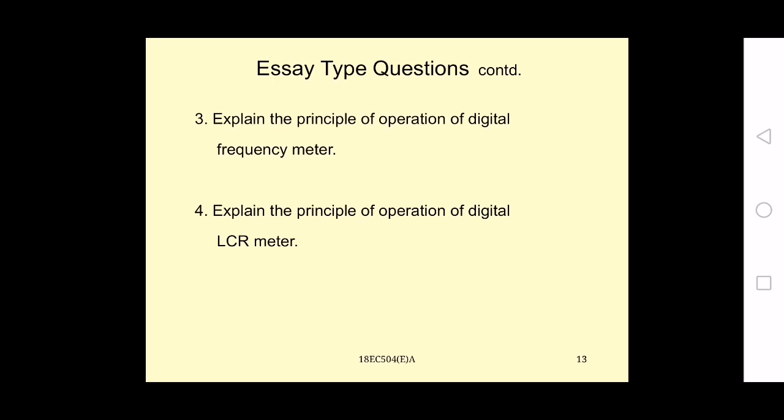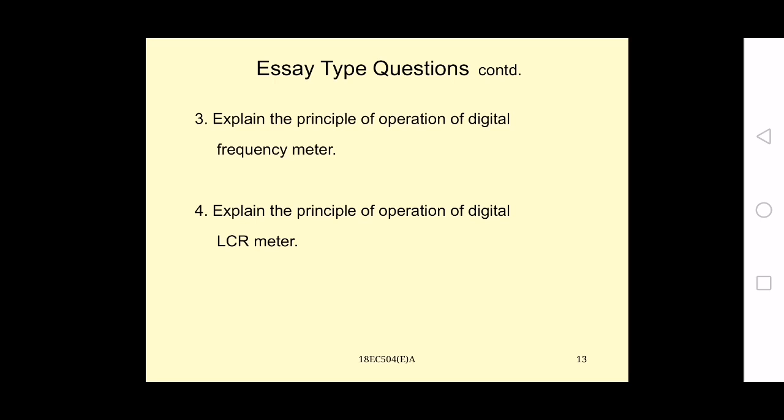So next questions are: explain the principle of operation of digital frequency meter, and explain the principle of operation of digital LCR meter. For these two questions also, you have to draw the block diagram and explain the principle of operation and working. Then only you will get the full marks. And you can write the advantages, disadvantages. If the time permits, you can also add specifications. So you can note down these questions.